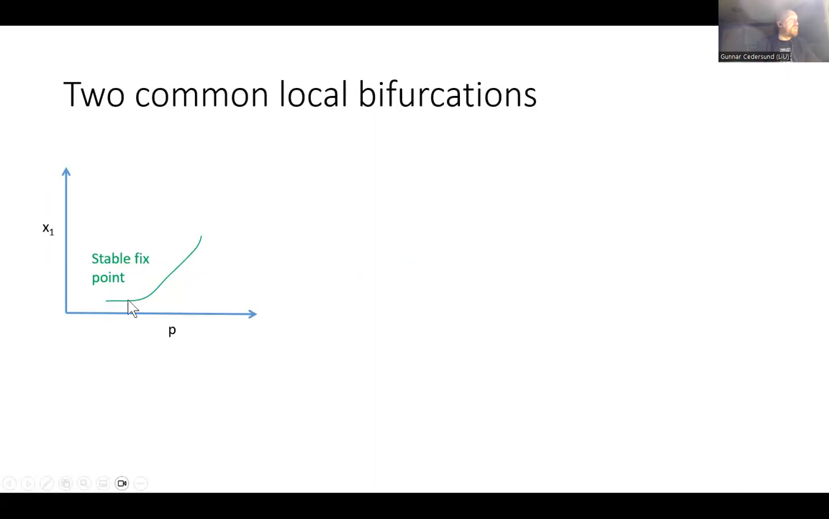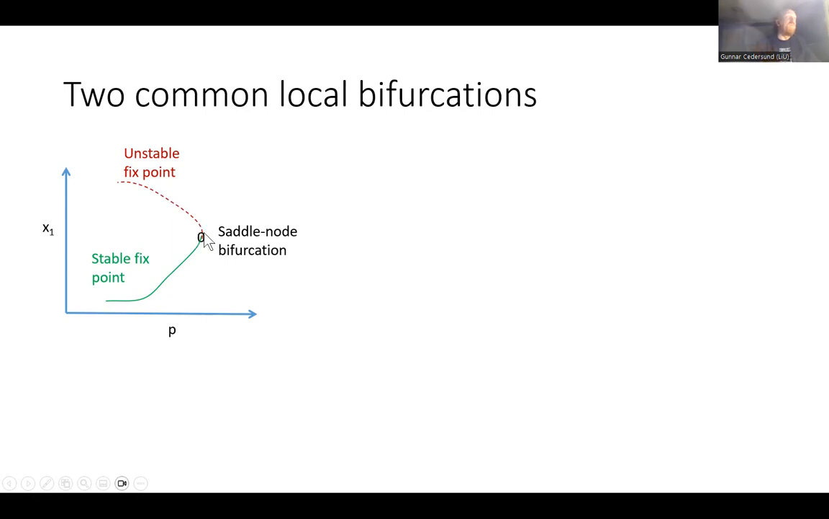So let's draw this type of curve. Here we have a stable fixed point moving along happily. And here it crashes into an unstable fixed point. So they collide and they annihilate each other. After this, there is neither a stable nor an unstable fixed point for larger values of the bifurcation parameter. Here we have a stable node, and this is called a saddle. Therefore, this is called a saddle-node bifurcation.